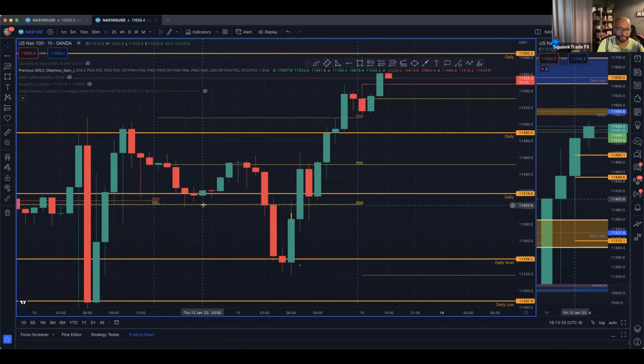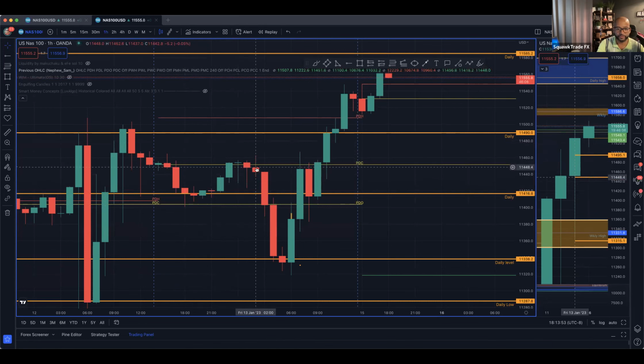I don't care that it bounced off my level because I don't trade Asia market. Come London, you can see the time at the bottom. Now we have a wick, but we didn't get body. We didn't see anything pushing up. So I wasn't interested.